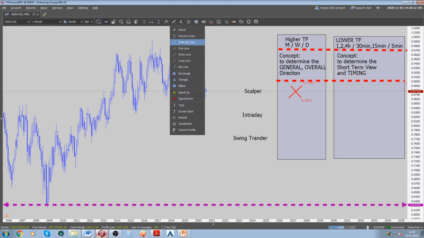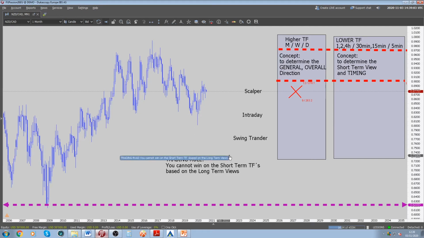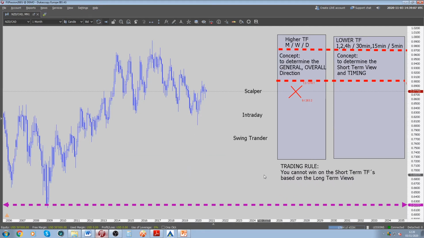And here is the beginner's mistake. Talking about knowledge, talking about learning the correct things, talking about learning the correct way. So rule, it's a trading rule, okay? You cannot win on the short term time frames based on the long term views. Okay, it's a trading rule.